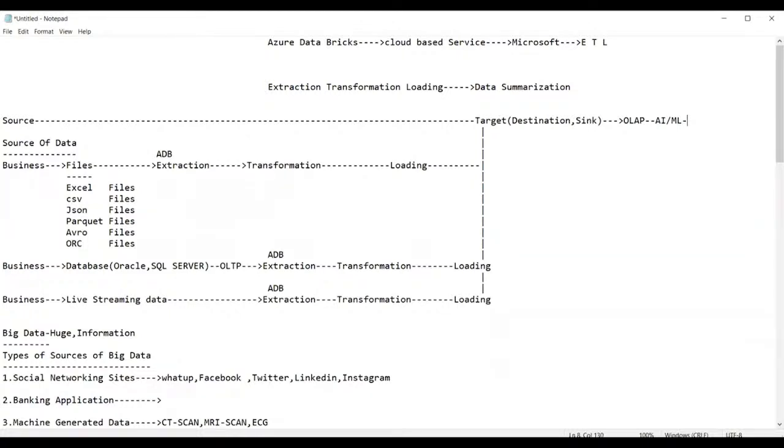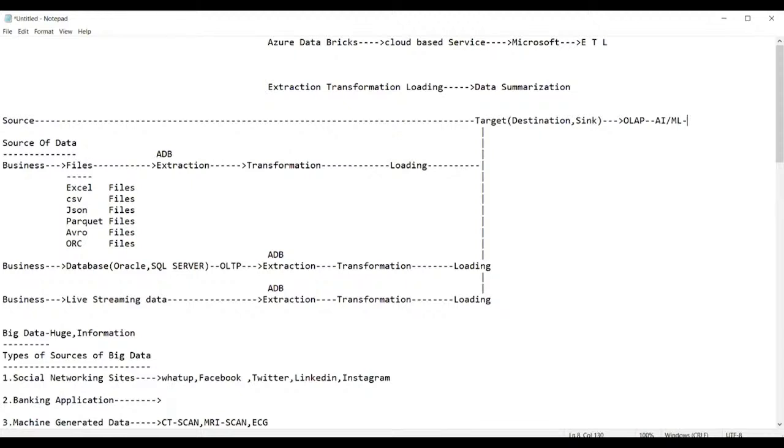Yes, ADF is enough. ADB individually is also enough. If you have the ADF and ADB combination, it's very good. If not, it's not like that. It's not that if you don't know ADF, you don't get the job. Definitely you will get the job, even if you know ADF or not, or ADB.